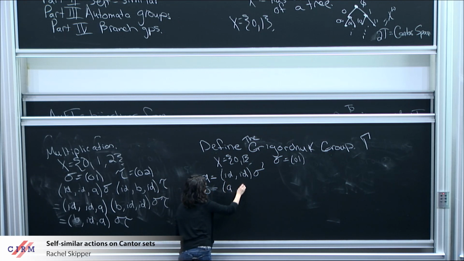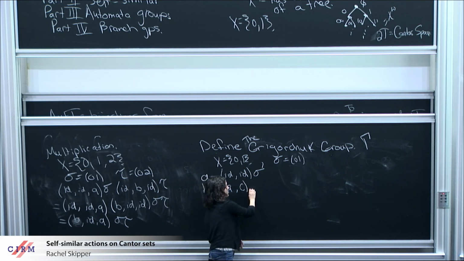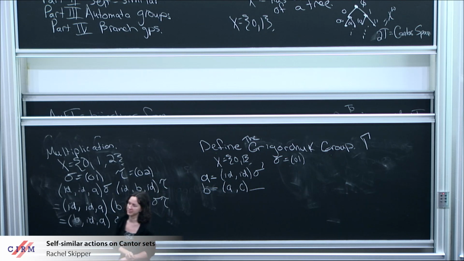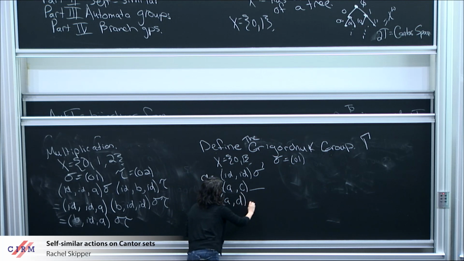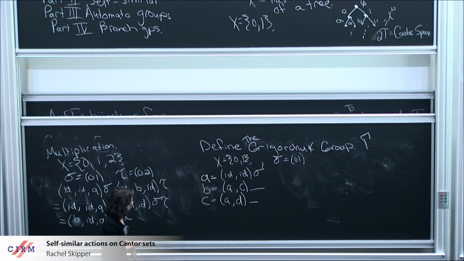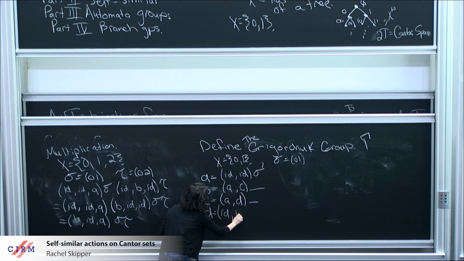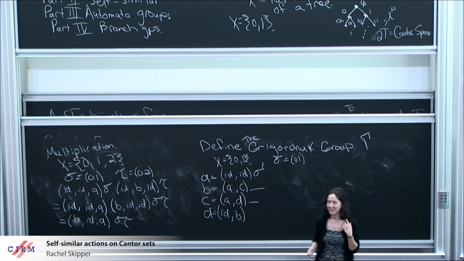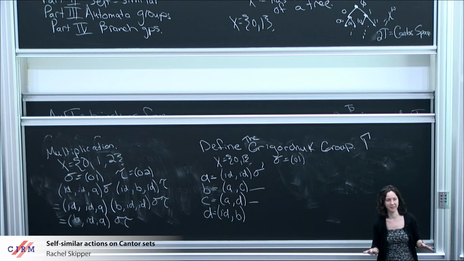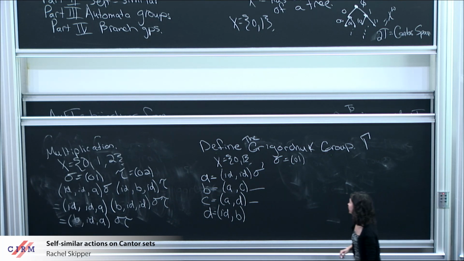B is A, C, and no permutation at the top, so it's traditional to just leave that off. C is A, comma, D, again no permutation at the top. And D is the identity and B. All right, so let's trace out. This definition often on first glance is a little unclear, but we can trace these out and see exactly what they're going to do in terms of a permutation labeling.